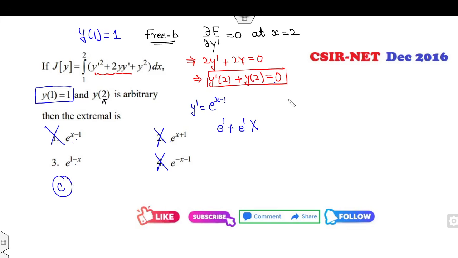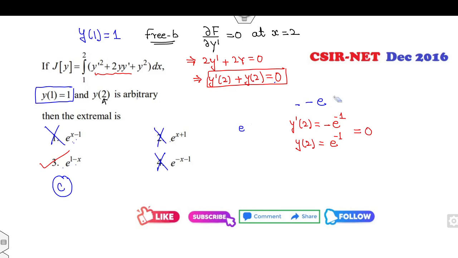How can we see it? What is the y dash? Y dash is minus e raised to power 1 minus x. So what is the value of y dash at 2? Y dash at 2 is e raised to power minus 1. What is the y of 2? It is e raised to power minus 1. If you add them, it will be 0. So the right answer is C. This is the way you can solve it in a very simple manner.